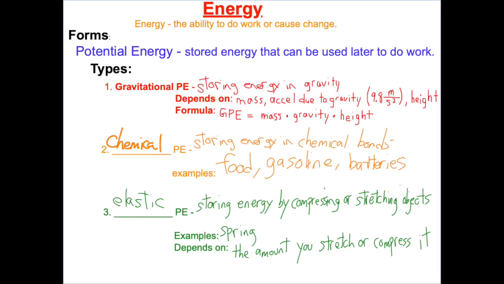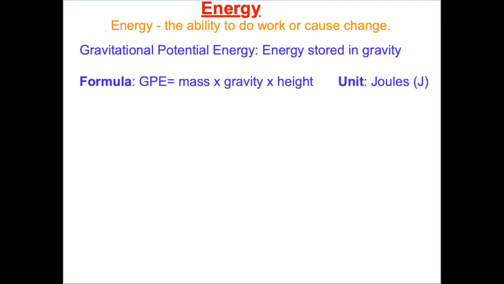We also learned about three ways that energy can be stored. We talked about gravitational potential energy, chemical potential energy, and elastic potential energy. In this video, we're going to focus on gravitational potential energy.